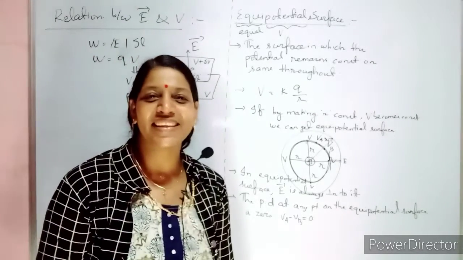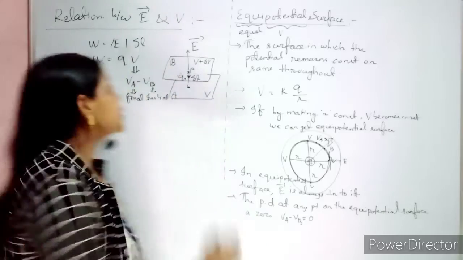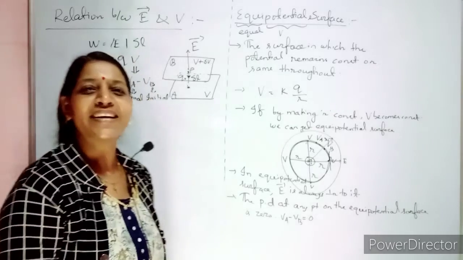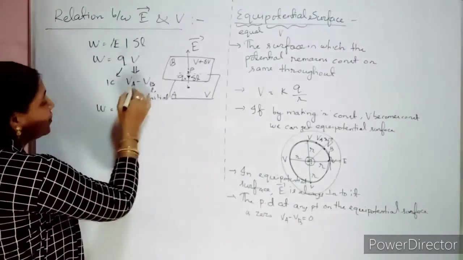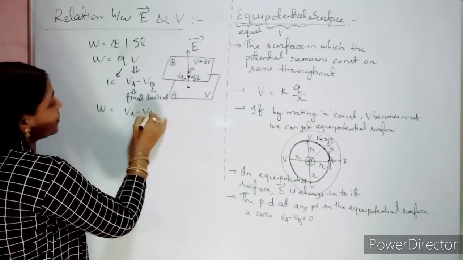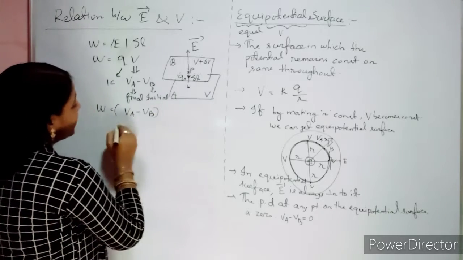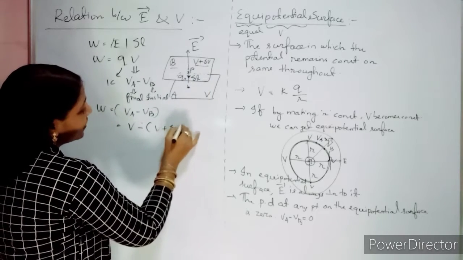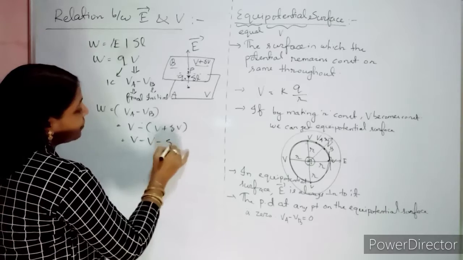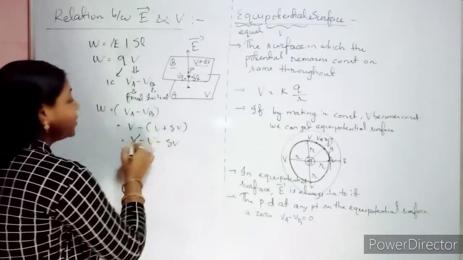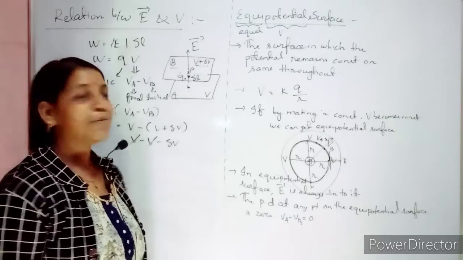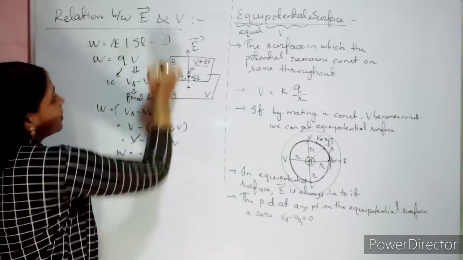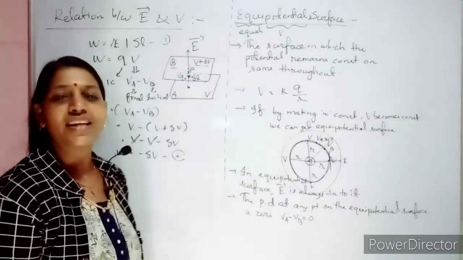How much charge are you bringing? Unit charge, so your Q becomes 1 coulomb. Now how much will be your work? W equals VA minus VB. VA is V, and VB is V plus delta V. So V minus V minus delta V. The V cancels. How much remains? Minus delta V. This is also work, equation 2. The earlier one is equation 1.